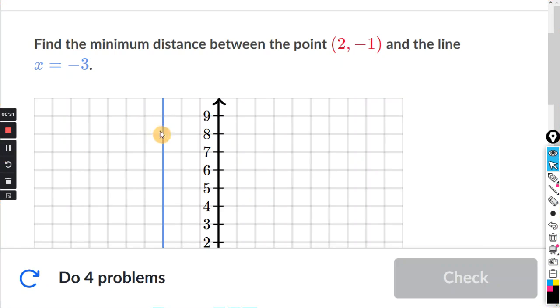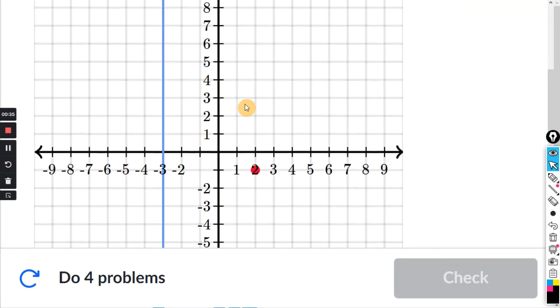So in the case of a horizontal or vertical line, it's much easier. Really you can just count in this case. Since this line is x equals -3, the perpendicular line will be a horizontal line. Here's the point, and going to the line, it's right there. And of course it's got to be perpendicular. It makes the right angle.